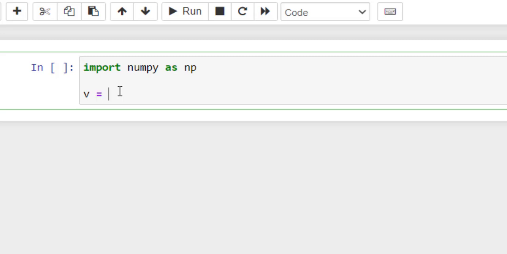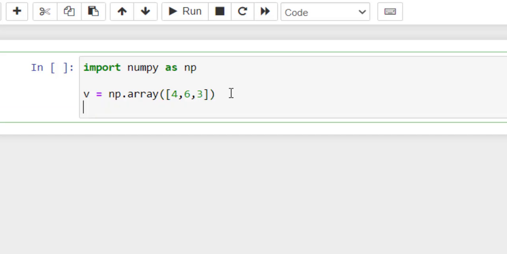So v is equal to NumPy, our library which we have imported, dot array. We are going to use a 3-dimensional space: 4, 6, and 3. These are our vectors. And let us say we have another vector u, with NumPy.array and the components 3, 4, and 5.